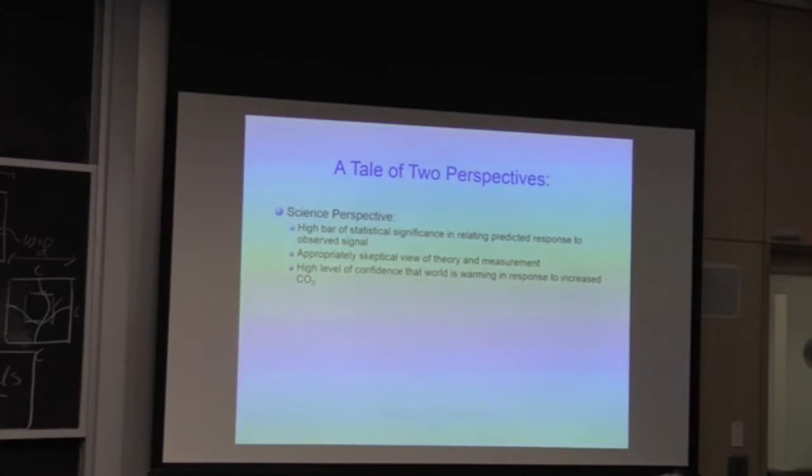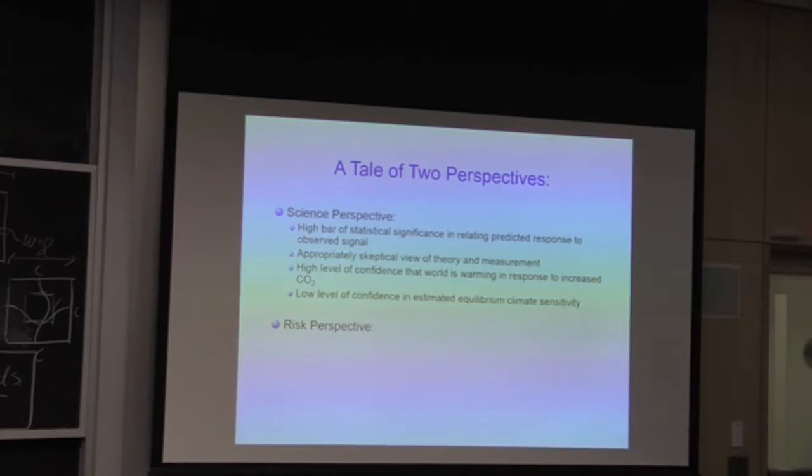But in spite of these, we have collectively a high level of confidence that the world is warming, and that it is warming principally in response to increased carbon dioxide. But we have a low level of confidence in the estimated equilibrium climate sensitivity, because of lots of problems both on the theoretical and on the measurement side. We have low confidence. We are uncertain about the sensitivity of climate to CO2.